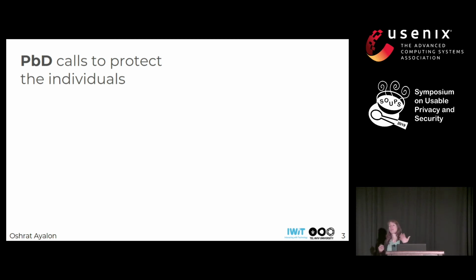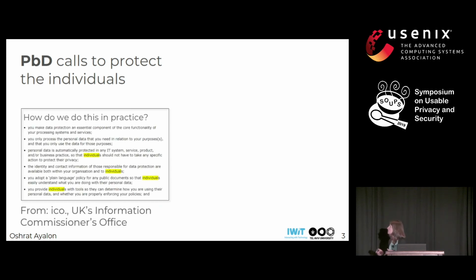And privacy by design also looks at the user. They call to protect the individuals. And what you see here is a screenshot taken from the ICO, the UK's Information Commissioner's Office, on how to do this in practice, referring to privacy by design in the context of the GDPR. So we see that they refer to the individuals. However, they refer to the individuals from an organizational perspective.